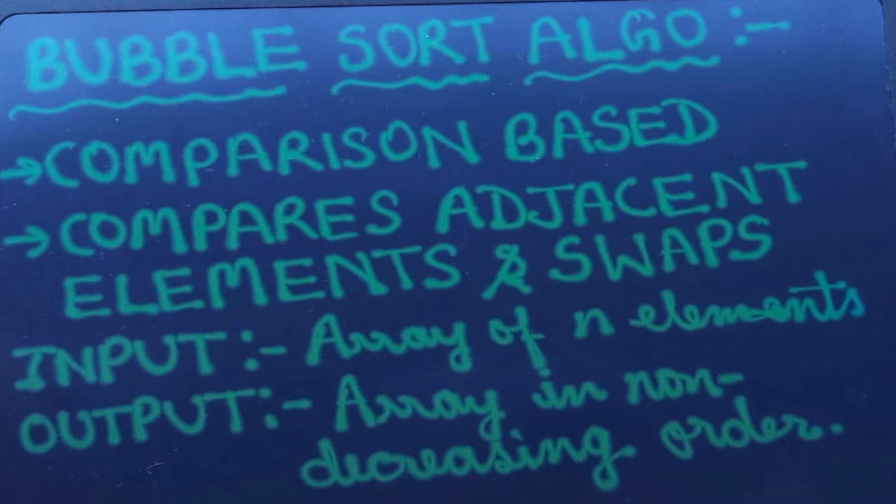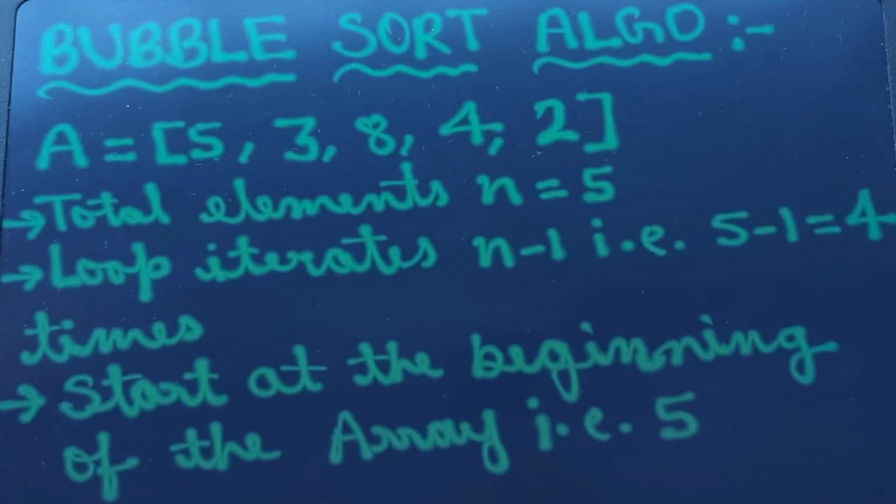Now we will understand how bubble sort algorithm works. For this, we need array of n elements and output should be sorted array in non-decreasing order. Now we will understand bubble sort algorithm with example. Let's consider an array A with elements 5, 3, 8, 4 and 2. Here total number of elements are 5, that is n equal to 5, and loop iterates n minus 1 times, that is 5 minus 1 equal to 4 times.